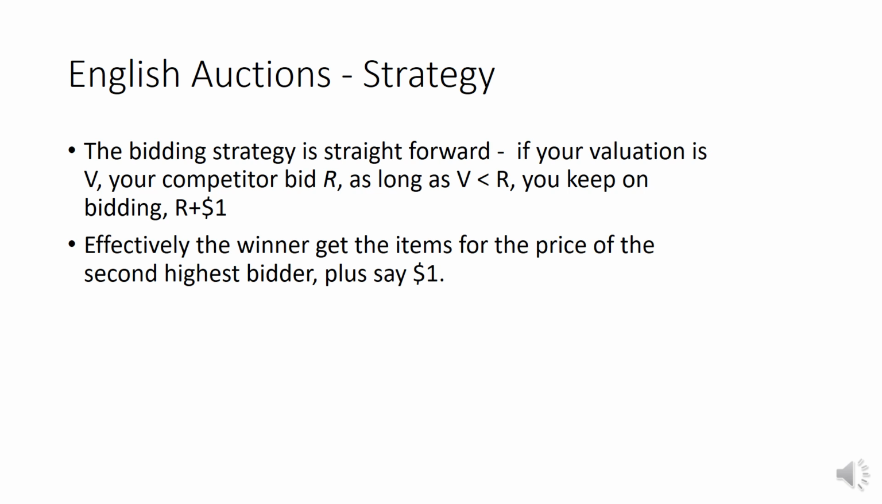Effectively, the winner of an English auction gets their item for whatever the second player's bid is, plus a little bit more. Here we've got some variables, but let's put it in general terms.